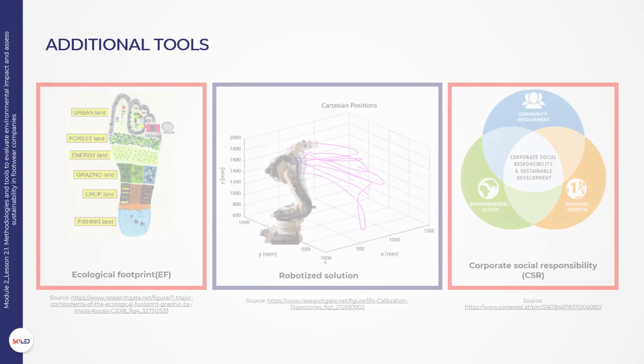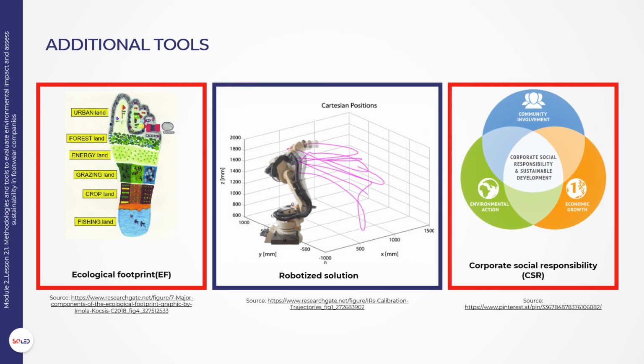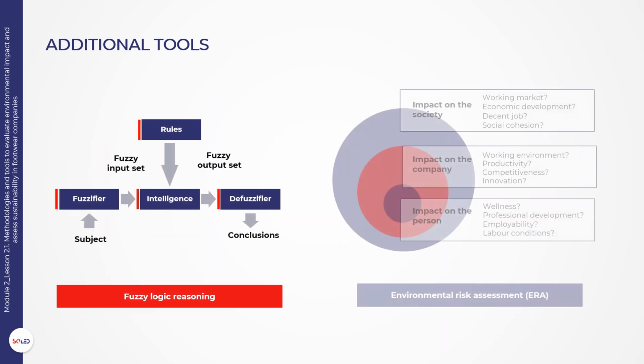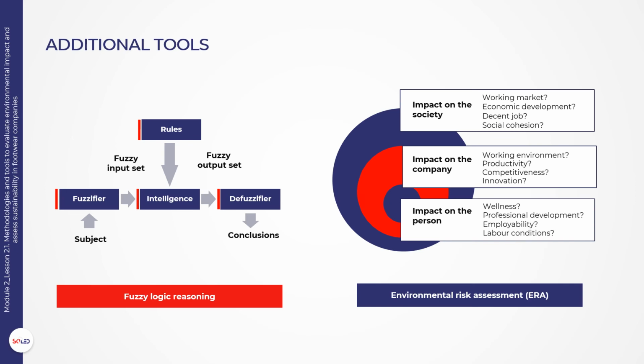Additional tools. Additional tools related to sustainability are the ecological footprint, robotized solution for roughing the uppers of fashion shoes, and corporate social responsibility, CSR, in the footwear industry. This last technique indicates that financial drivers are paramount toward CSR-based sourcing into existing supply chains, followed by environmental drivers. Also, fuzzy logic reasoning can be applied in decision support systems. Meanwhile, environmental risk assessment, ERA, is becoming a legal requisite in many countries.